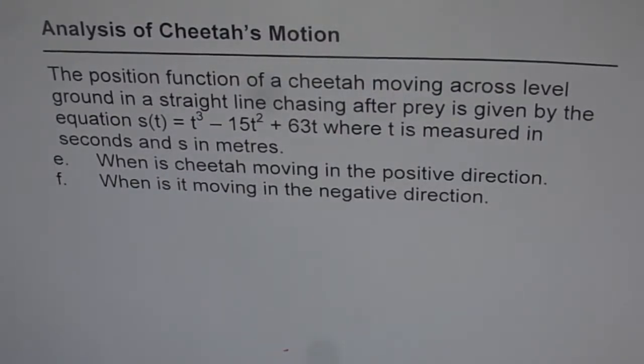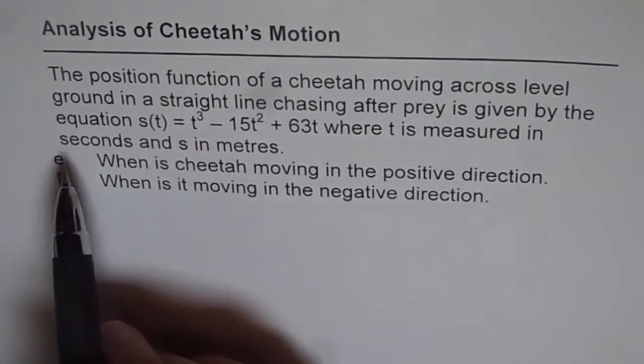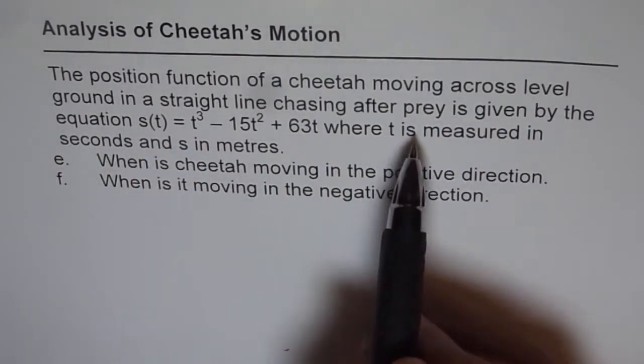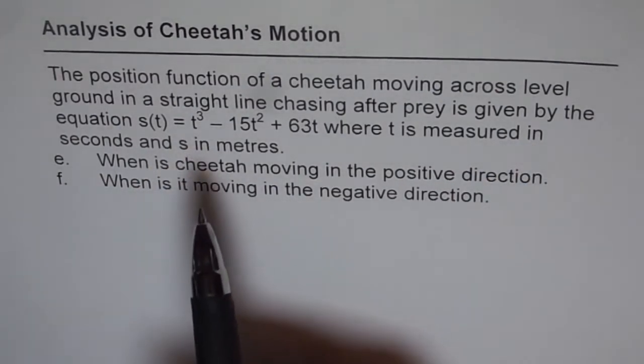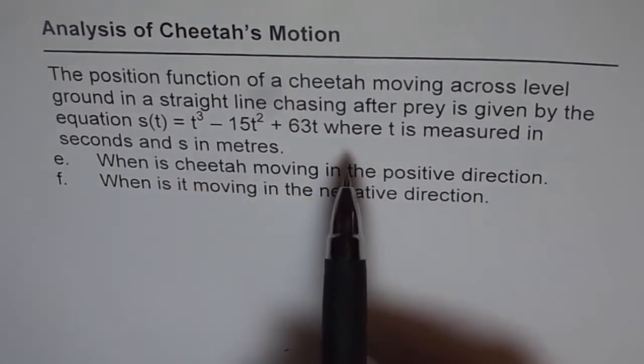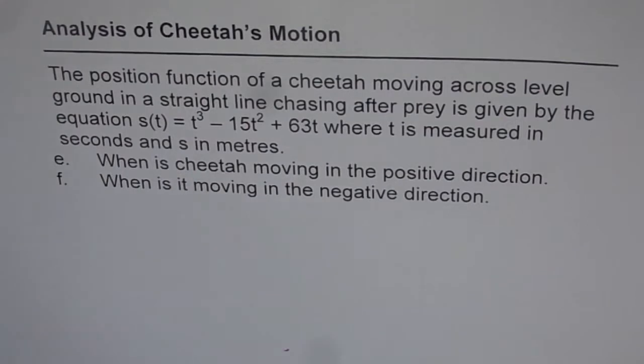Analysis of cheetah's motion. So we are extending this question and trying to understand a few more things from the same question. The position function of a cheetah moving across level ground in a straight line chasing after prey is given by the equation s(t) = t^3 - 15t^2 + 63t, where t is measured in seconds and s in meters.